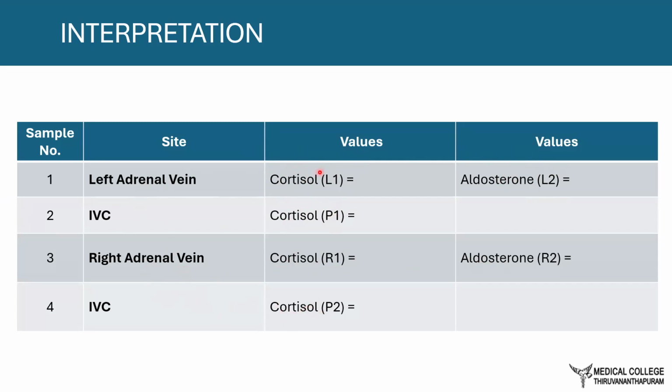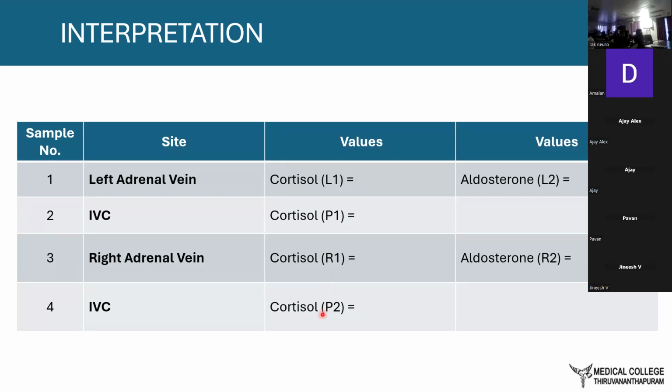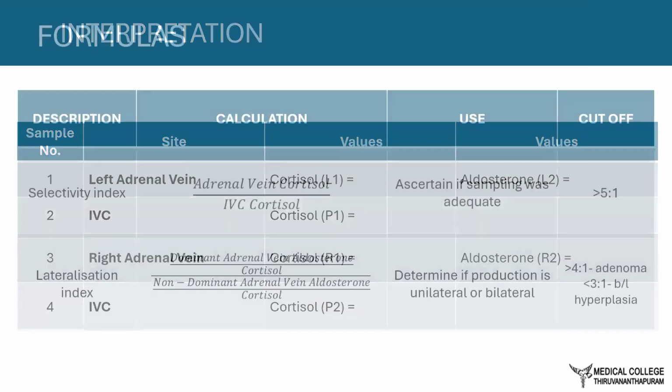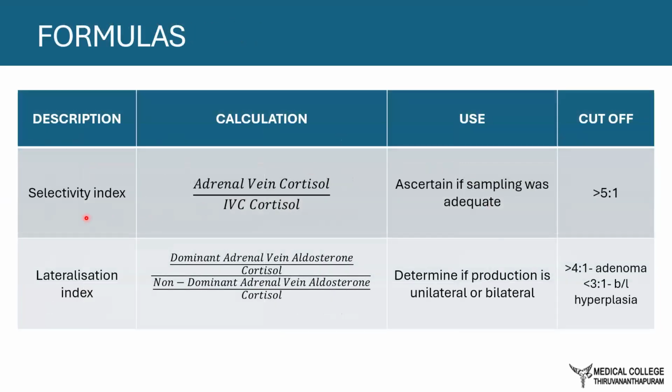In general, the cortisol assessment is to confirm that whatever sample we have taken is a good sample that has come directly from the adrenal vein. That is only for confirmation. The aldosterone is the one that we are actually concerned with regarding clinical assessment. So now there are 2 values or indices that are important. One is the selectivity index. Now, you have the right selectivity index and the left selectivity index.